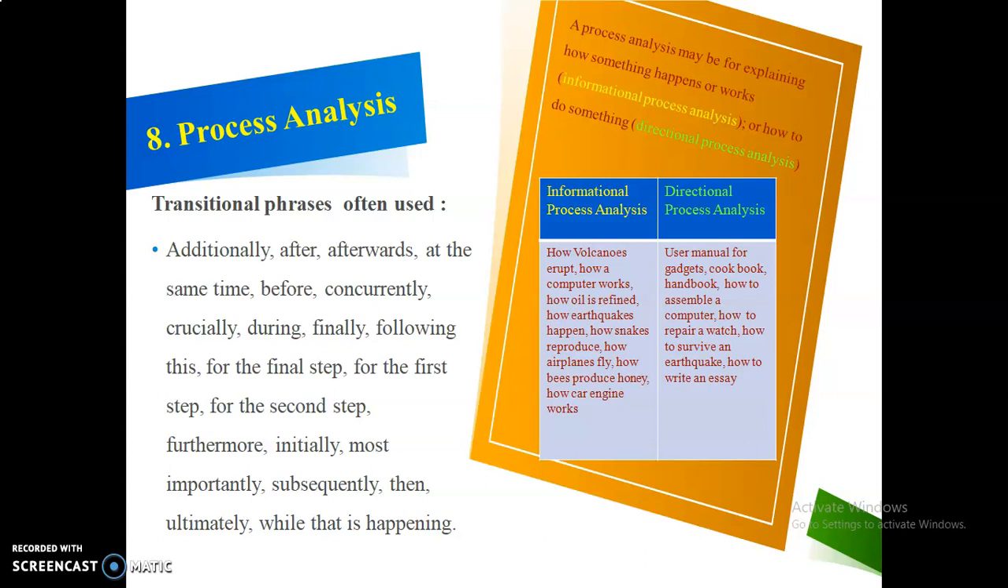Through these examples we will get information or knowledge about how something happens. Whereas in the directional process analysis, you will find user manuals for gadgets, for example, mobile phone, laptop, etc. Then cookbooks, handbooks, how to assemble a computer, how to repair a watch, how to survive an earthquake, how to write an essay. All these topics actually give us certain directions to do something in a particular way. So these are known as directional process analysis. Directional means nirdesham.